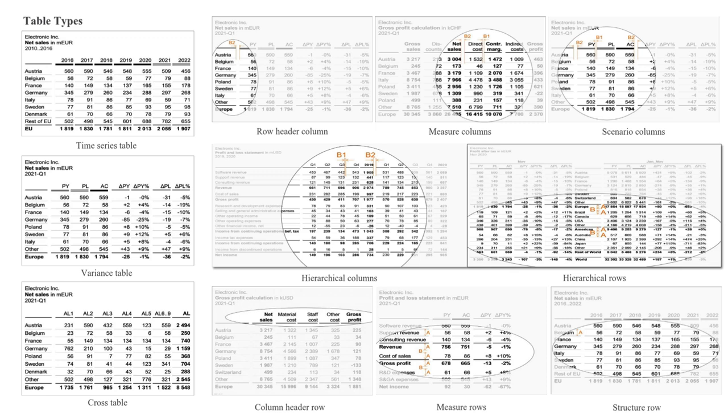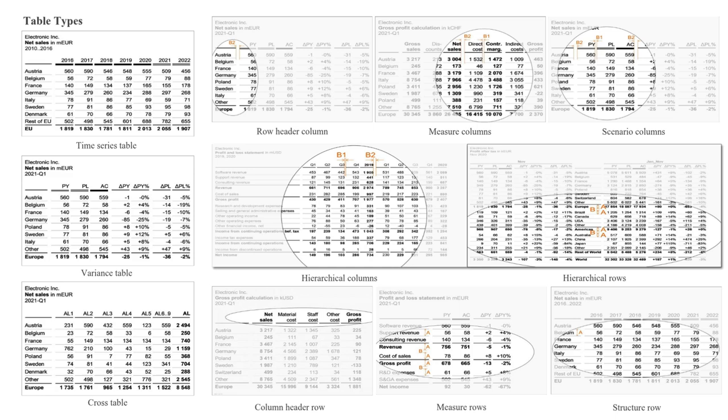This slide shows 11 table components and formats: the basic structural components that every table contains, variance tables, hierarchical layouts, and cross tables. Every table is built from the same fundamental components. Understanding each one separately makes it much easier to design tables that work.